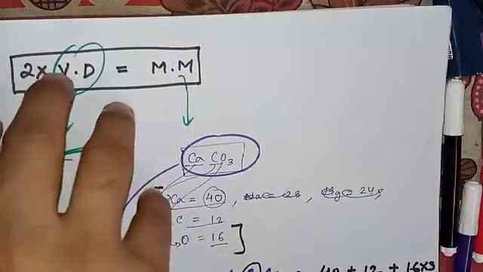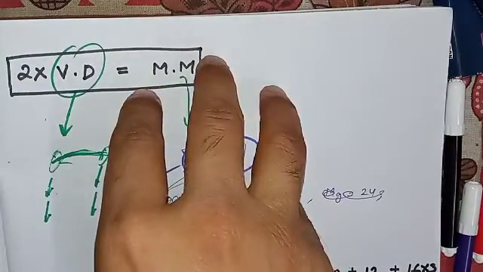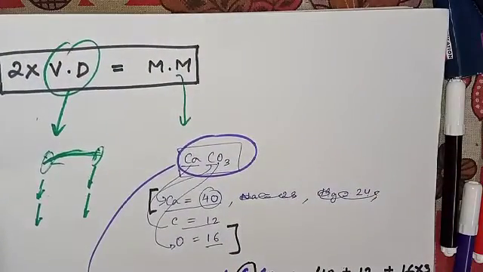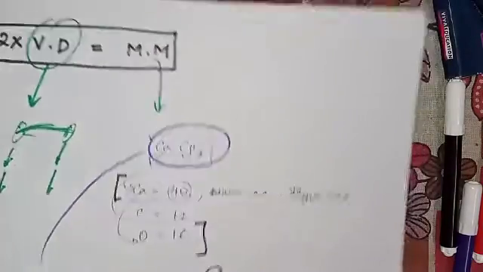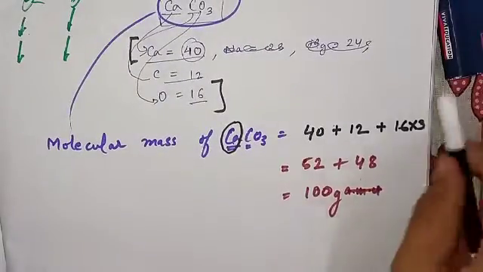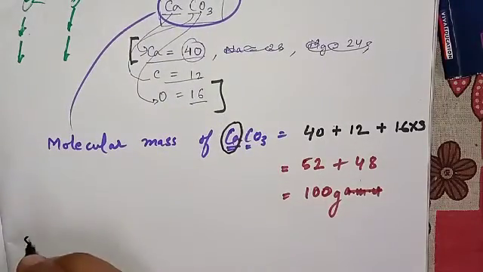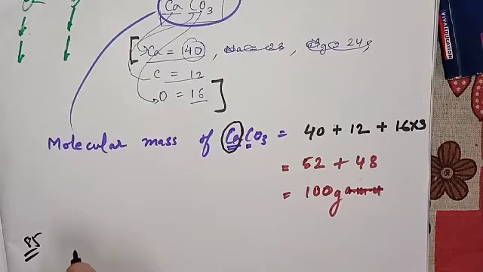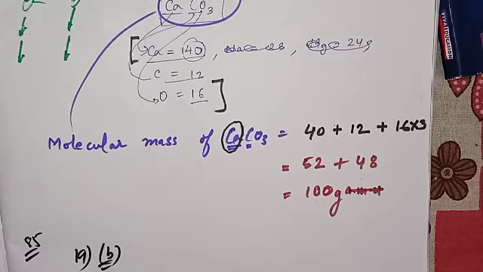Coming to the main topic, that is 2 into vapor density is equal to molecular mass. It's a very important topic. It's a very important formula which you have to learn. It's in the syllabus. So we can see a sum on page number 85. Open page number 85 of your book, and you will find a question 19B. Let me do 19B first, then I will explain 19A.